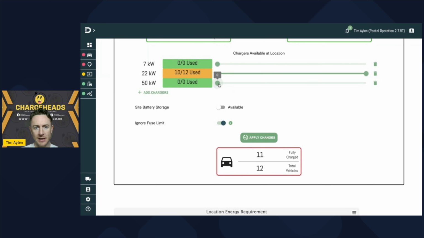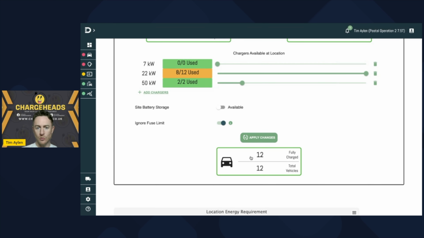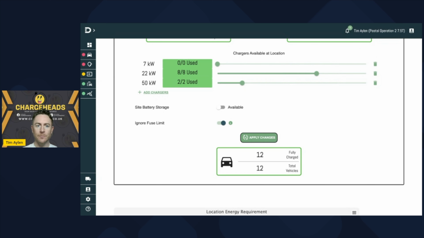So let's up the speed of chargers because, like I said, they're not all getting fully charged. Okay, great. Now all 12 vehicles are fully charged. Now we've got some more powerful chargers, but look, of the 22 kilowatt AC, we're only using 8 out of 12. So there's no point having them. So let's optimize that by changing it to 8. There we go. So we're all in the green now. All the chargers are being fully utilized.